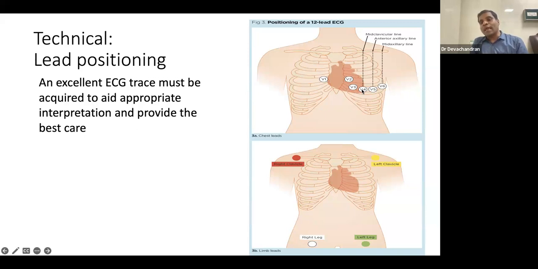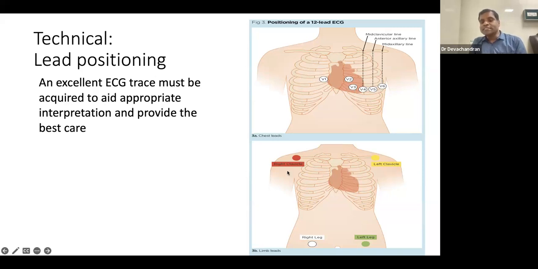V4 is in the fifth intercostal space, mid-clavicular line. V5 is in the fifth intercostal space, anterior axillary line, and V6 in the fifth intercostal space, mid-axillary line. So V3 is placed between V2 and V4. To recap: V1, fourth on the right; V2, fourth on the left; V4, 5, 6, fifth, mid-clavicular, anterior axillary, mid-axillary; and V3 sits between V2 and V4.